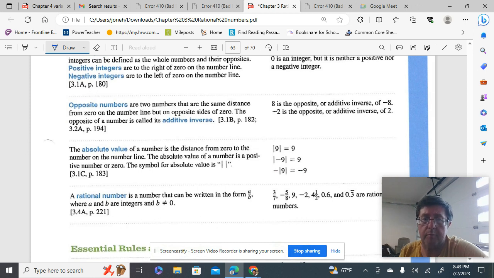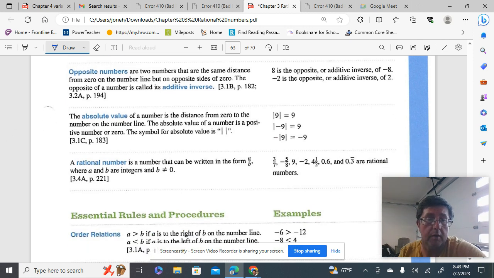Now, opposite numbers. Every number other than 0 has an opposite. The opposite of positive 8 is negative 8. The opposite of negative 2 is positive 2, or just 2. You don't want to include the positive.